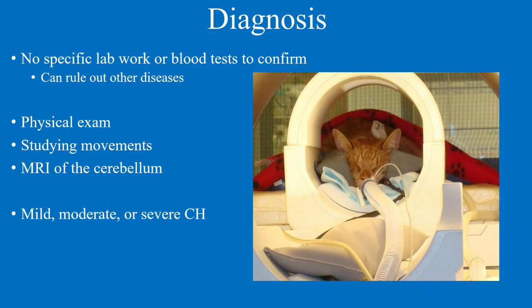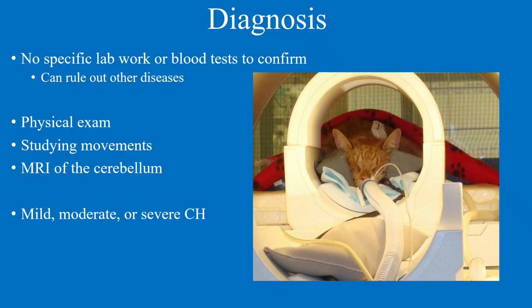Mild CH cats have slight incoordination and deal with mild clumsiness. Moderate CH cats have definitive wobbling and have struggles with jumping or running. They're able to walk but usually have a wider stance or tremors. Severe CH cats have extreme difficulty with most movements and require assistance with eating, walking, and using their litter box.